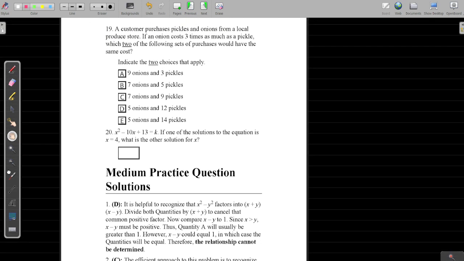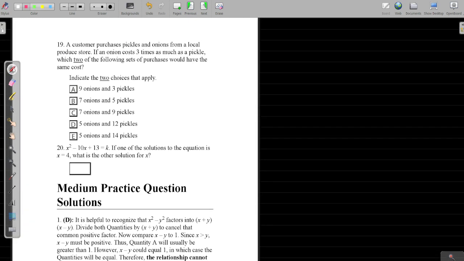Question number 19. A customer purchased pickles and onions from a local grocery store. If an onion costs 3 times as much as a pickle, suppose a pickle's cost is 2 taka, in that case the onion will be 6 taka, right?